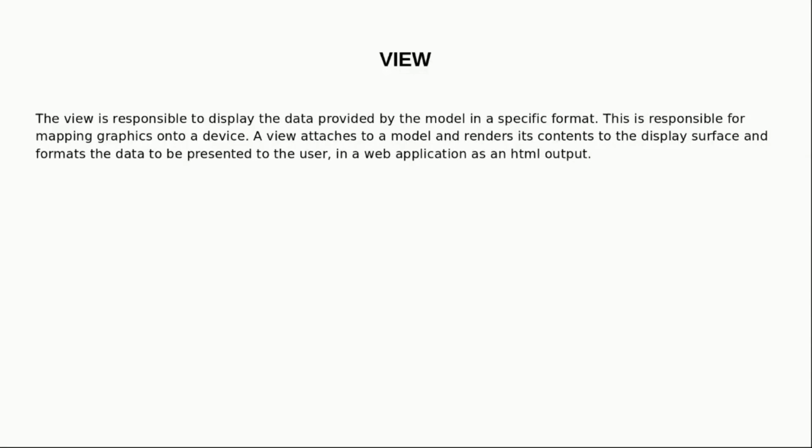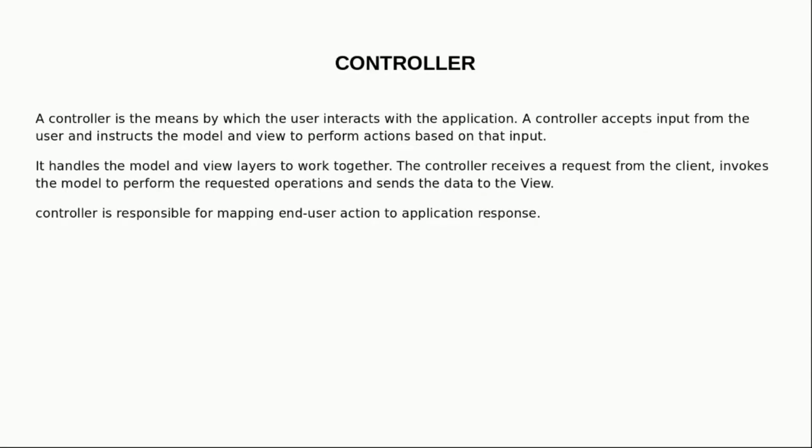and then formats it and displays it, right? The next thing is going to be the controller, and this could be like the middleman, to some extent, between your model and your view. A controller is the means by which the user interacts with the application. What it does is this: it accepts the input from you, the user, and instructs the model and the view to perform actions based on your input.